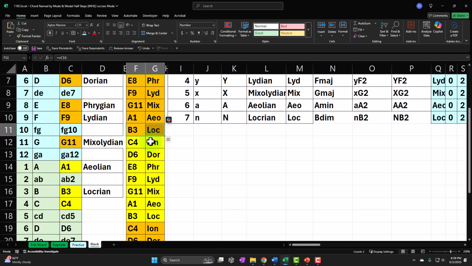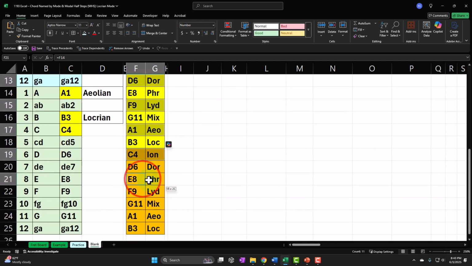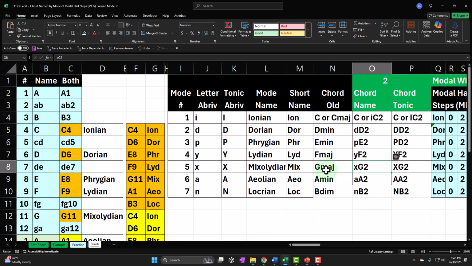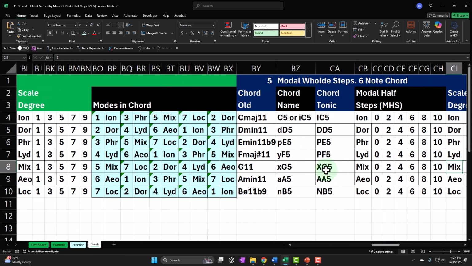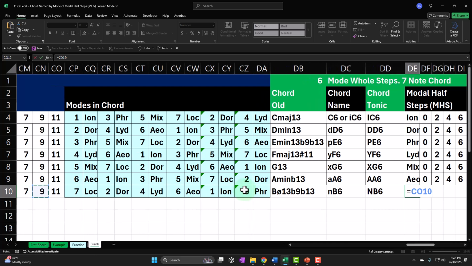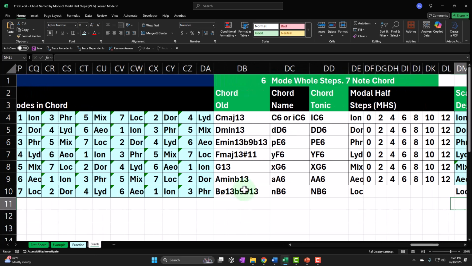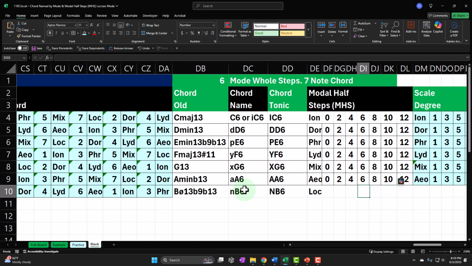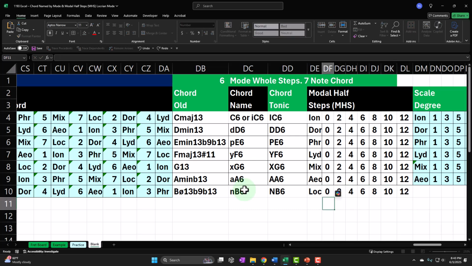So what would we do? We take every other note. We start on the Locrian 1, 3, 5, 7, 9, and then 11, and then 13, right? And then the 13 is equivalent to the 6 from a scale degree standpoint. All right, so then let's go back over. If we took the modal half steps, we would say, okay, this is going to be the Locrian, and then it would be going 0, 2, 4, 6, 8, 10, 11, or 12.